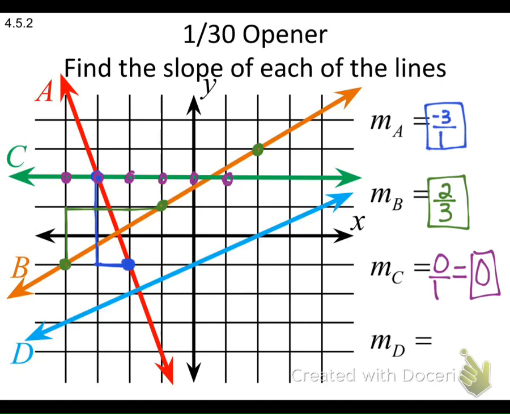The next one, line D. Positive, negative, 0, or undefined? Positive. Good. So we start by finding our lattice points.